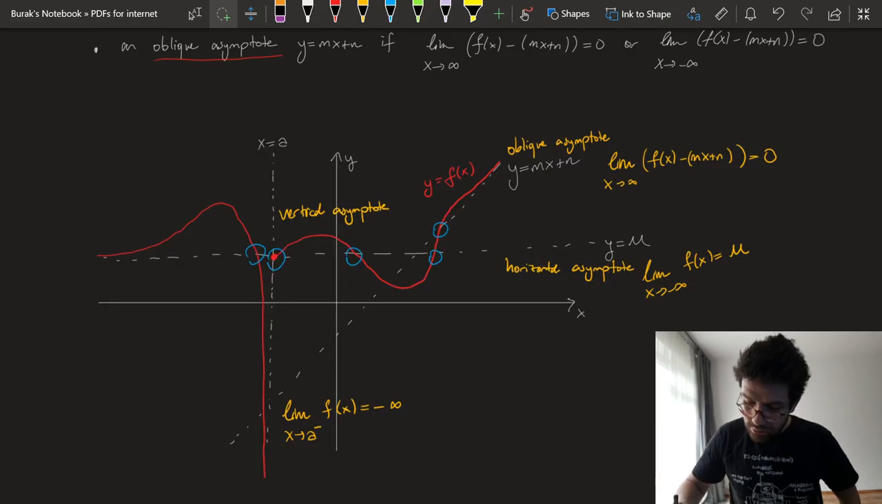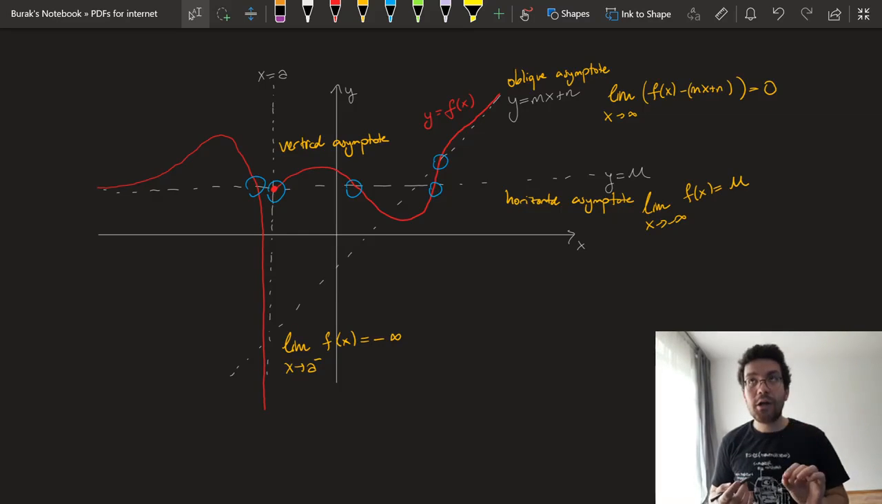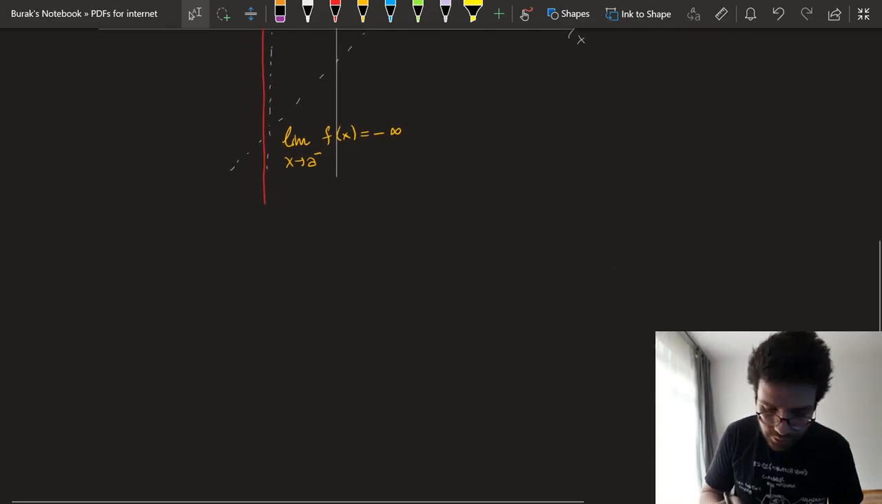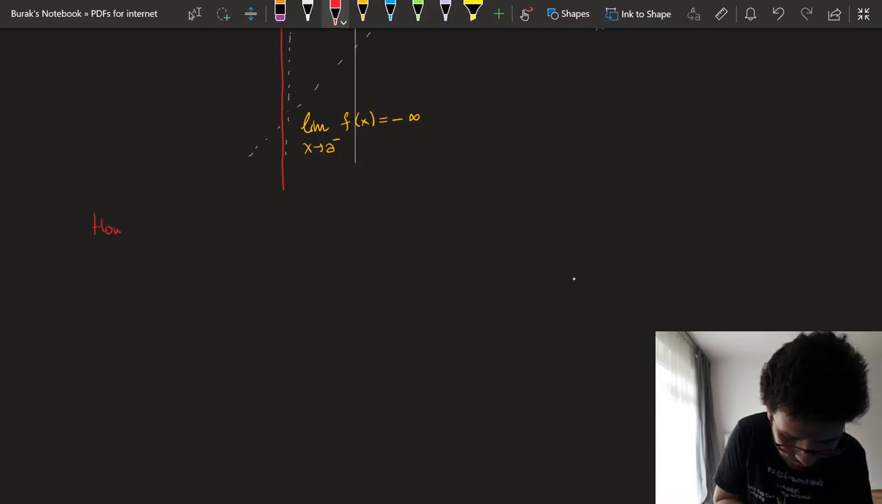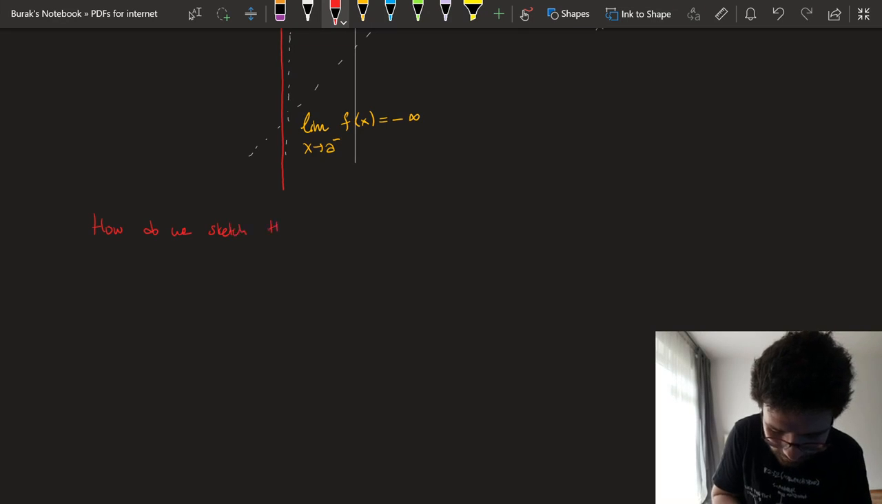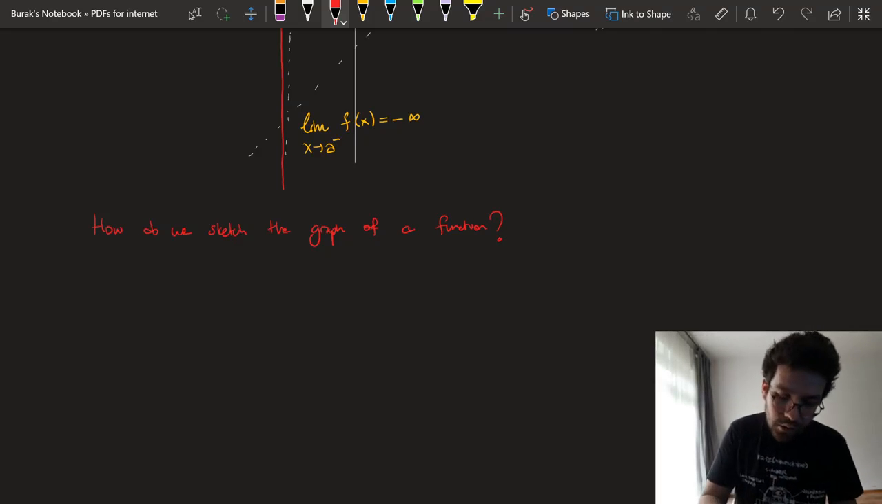Okay, so I'm now going to move forward and tell you how you sketch the graph of a function. Sorry, I should first describe how to prepare to sketch the graph of a function. So, the question is, how do we sketch the graph of a function?